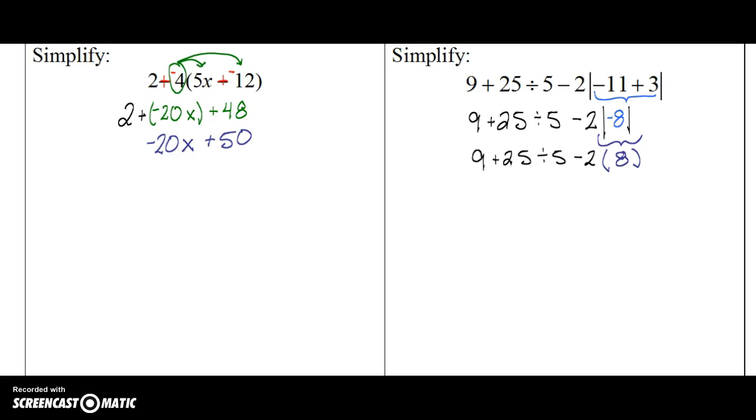Now that my grouping symbols, exponents, absolute value bars are cleared, the next step is to look for multiplication or division in order from left to right. So I do not worry about that addition. I am going to focus on the division. Don't worry about the subtraction, but I will perform the multiplication. Now I add or subtract in order from left to right, and my final answer is negative 2.